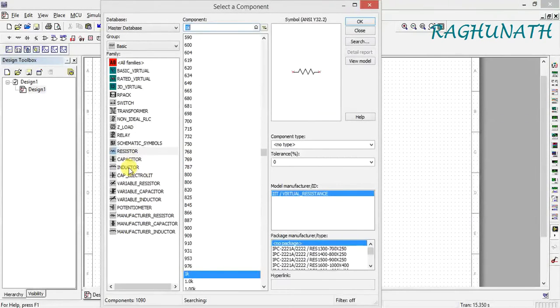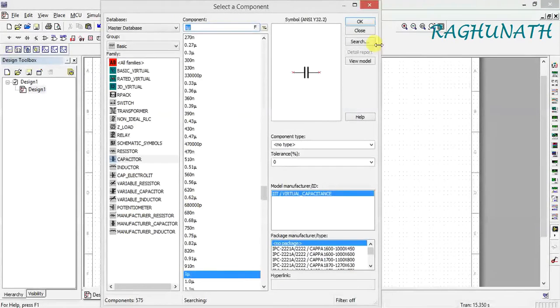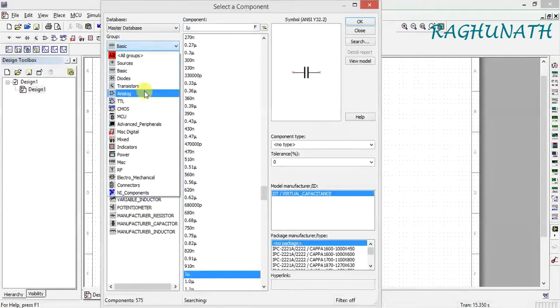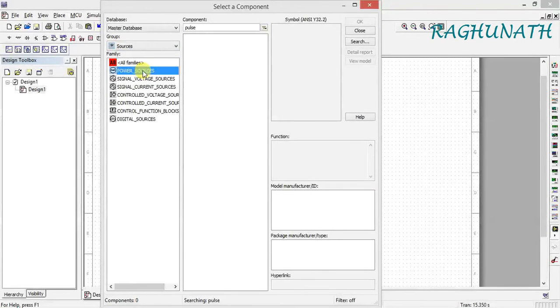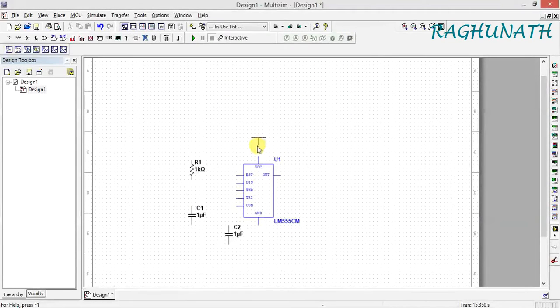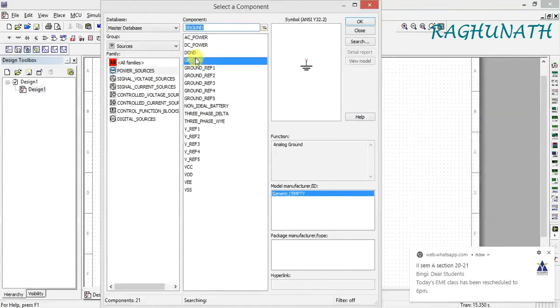Then capacitor. Click OK. Control R to rotate. One more capacitor. Click OK. Control R to rotate. And we require a power supply. Go to sources, power sources. So in the component nothing should be there. So click VDD or VCC. Click here. Then ground. Two grounds are required, two or three.